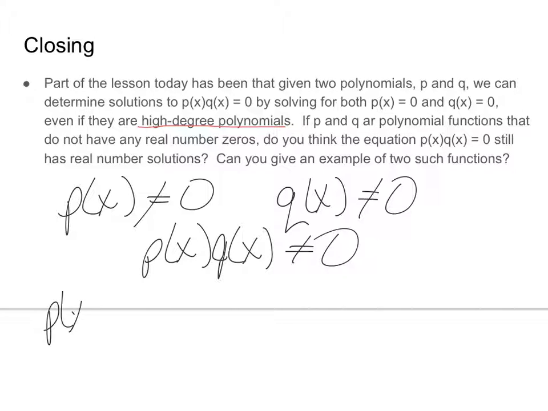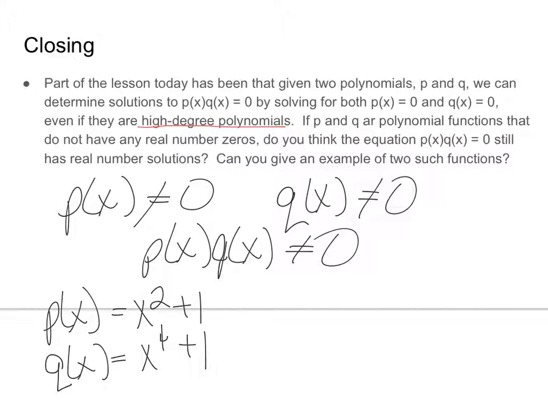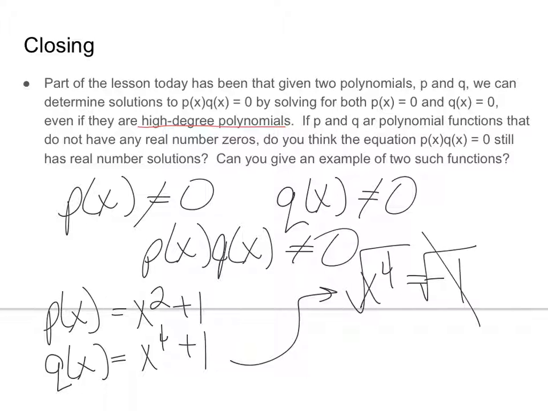So an example would be p of x equals x squared plus 1, which we've already said has no real solutions, and q of x is x to the 4th plus 1. If I look at this one, I'd have x to the 4th equals -1. Okay, 4th root of, it's not real. I can't take the square root of a negative number. So that would be your example. P of x doesn't have any real solutions, q of x doesn't have any real solutions, so p of x times q of x won't have any real solutions.